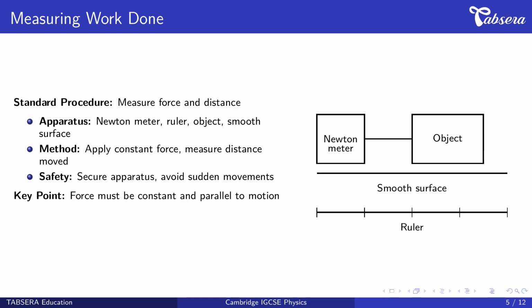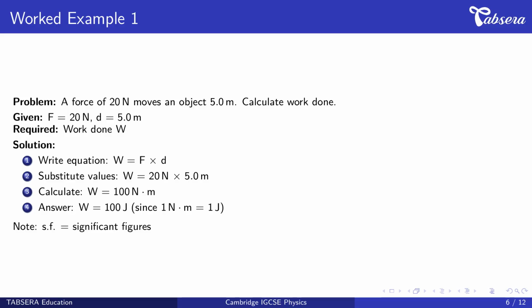The diagram shows the experimental setup. Newton meter connected to object on smooth surface with ruler below. Notice how the force is applied horizontally and parallel to the motion direction. Let's work through our first example. The problem states, a force of 20 newtons moves an object 5.0 meters. Calculate the work done. We are given force F equals 20 newtons, distance d equals 5.0 meters. We need to find work done, W.